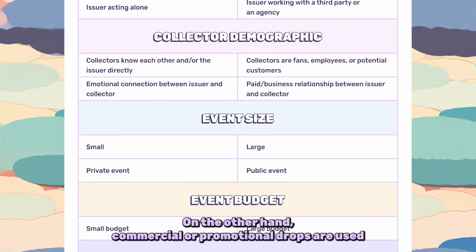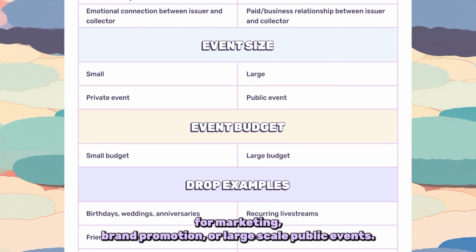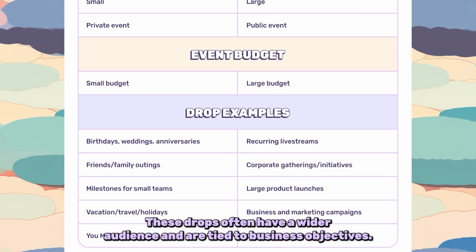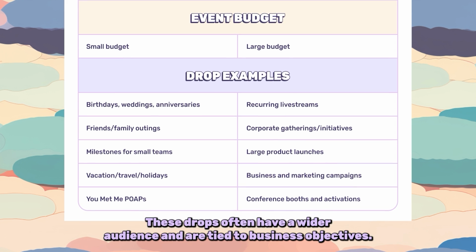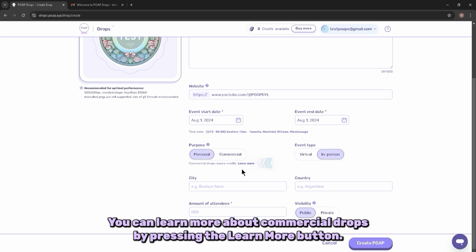On the other hand, commercial or promotional drops are used for marketing, brand promotion, or large-scale public events. These drops often have a wider audience and are tied to business objectives. Since this is a test, it's considered personal use. You can learn more about commercial drops by pressing the Learn More button.